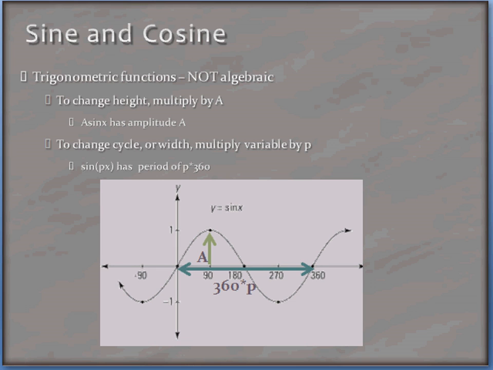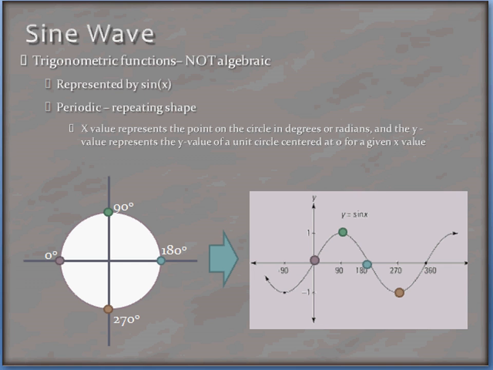The width of the cycle from positive to negative and back to 0 again is determined by the period. This is a constant p that's multiplied by the x within the sine function. So sine p of x has a period of p times 360. The standard period is 1, so the period is 360. However, if p is equal to 2, the period would be 720, so the period of the function would be slower. And if p is decreased, the period of the function would be faster. So it would go from 0 to positive to negative and back to 0 much more quickly.